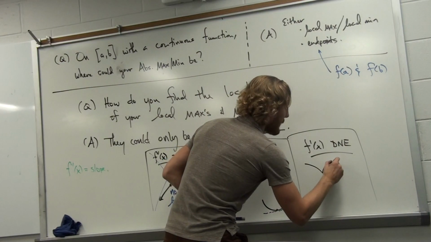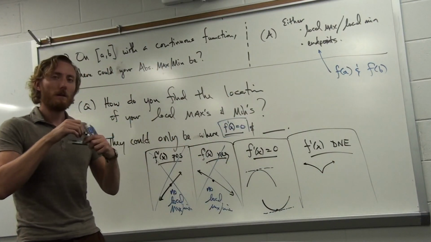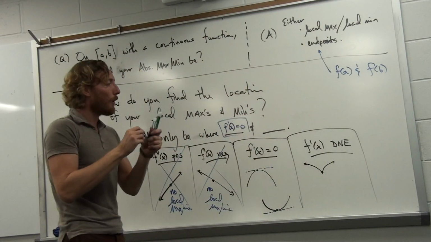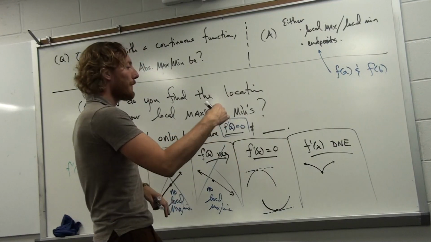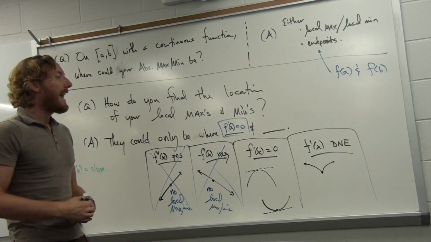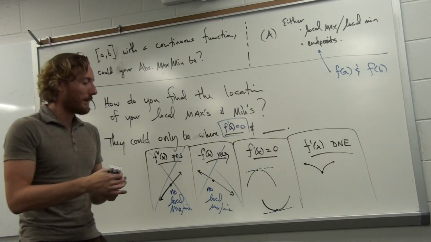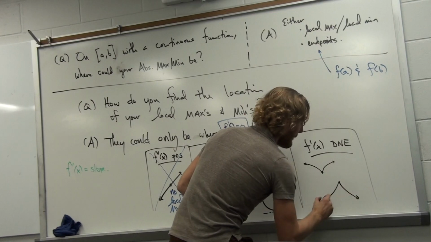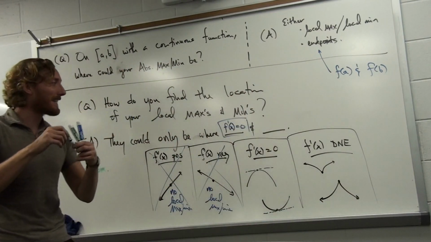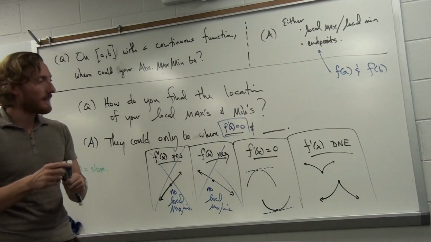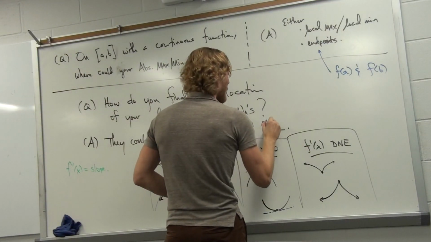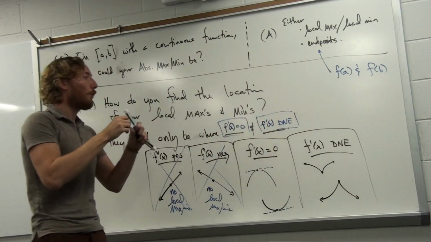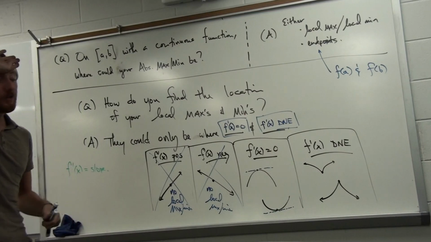You could have a function that was shaped like so. Here is a point where the derivative does not exist. Slope from left is different than slope from right. And this is a local minimum. And if you flip the picture upside down, you could have a local maximum where the first derivative doesn't exist and you have a cusp. So, first derivative doesn't exist. That's another point where the function could hit a max or a min.